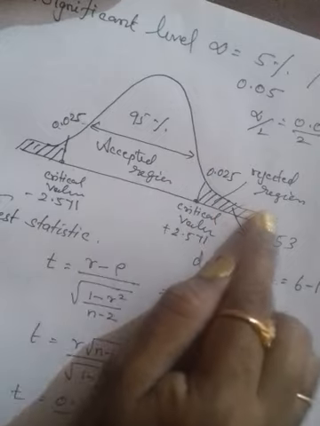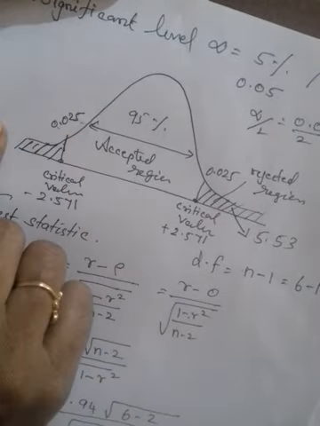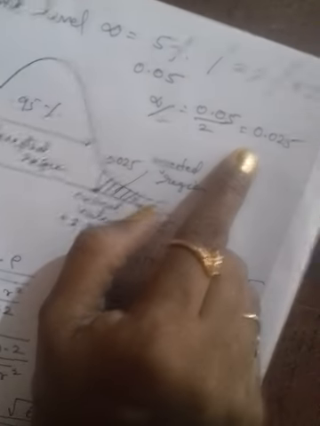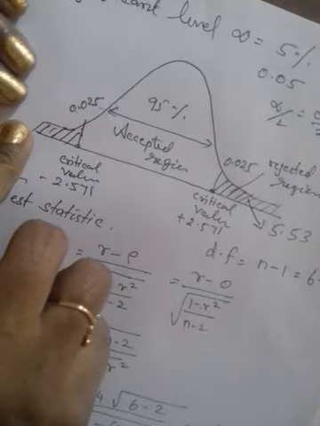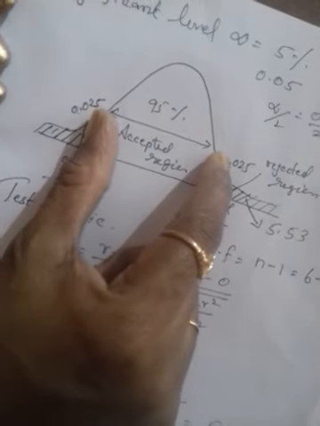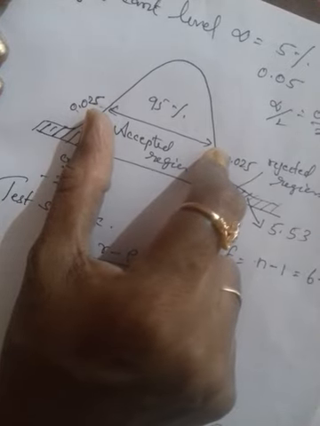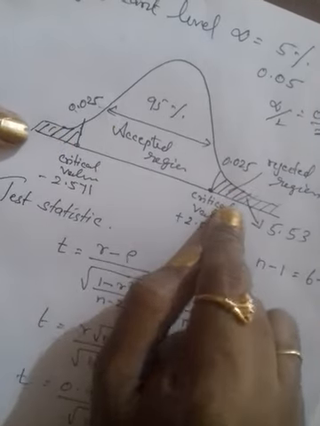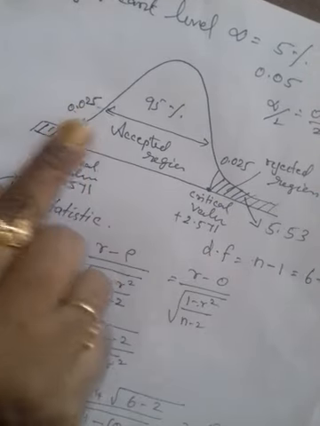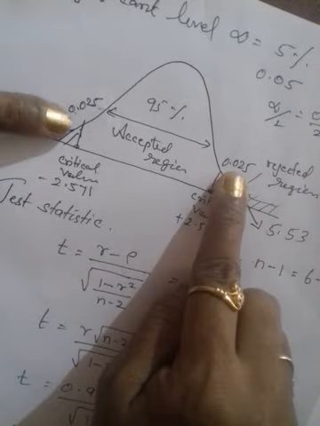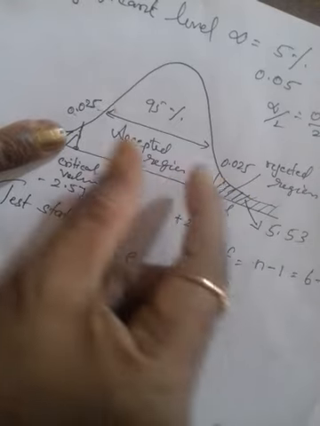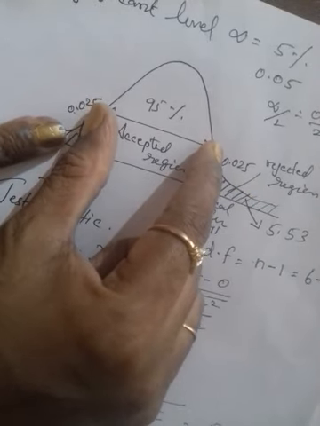draw a bell-shaped curve. Take this side as 0.025, because we have divided alpha; the value is 0.025. And this side is also 0.025, and the center area is your accepted region, and the tail is called the rejected region. If you add these two areas, you will get 5% level of significance. Your accepted region is 95%.